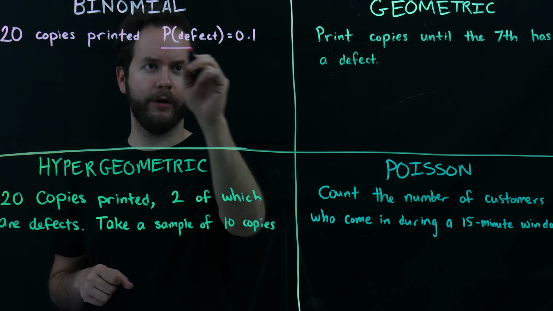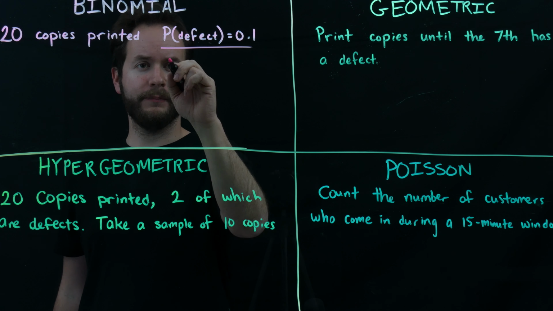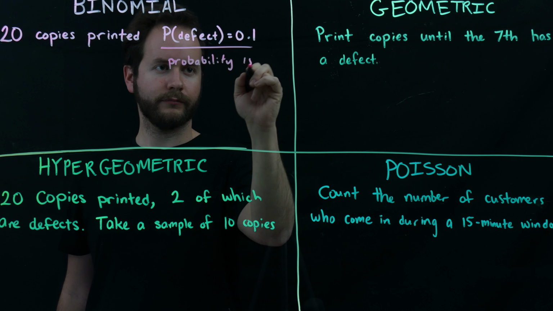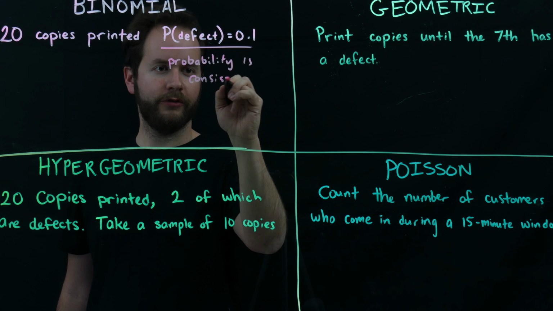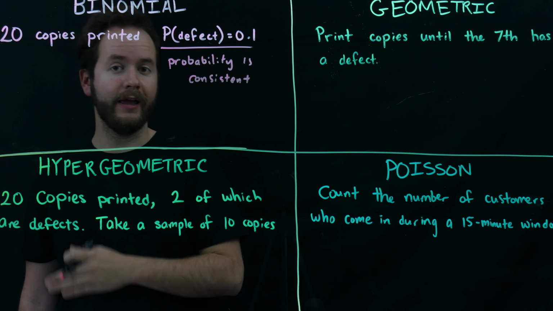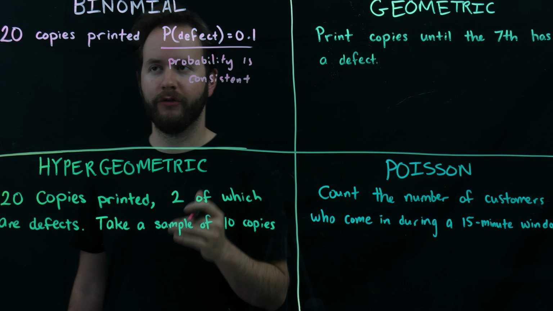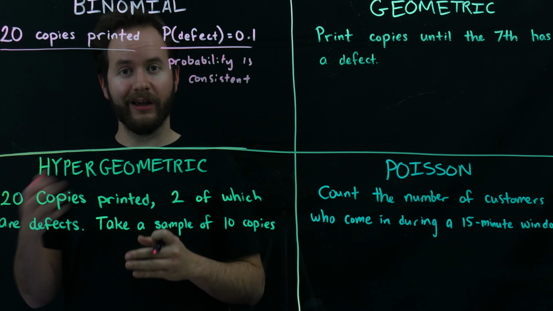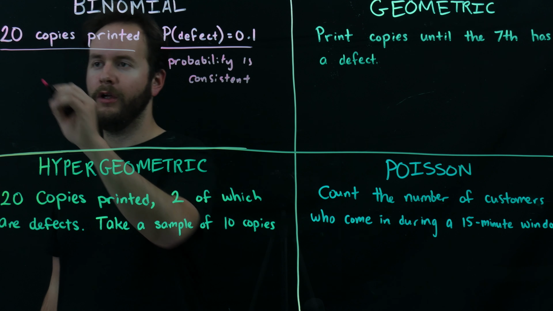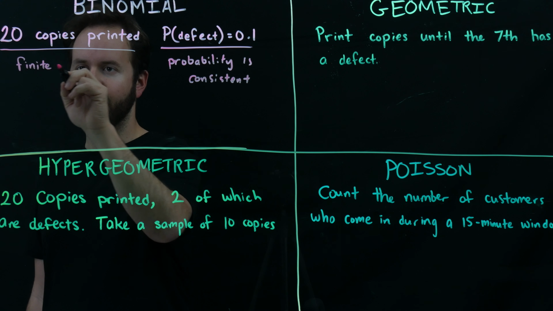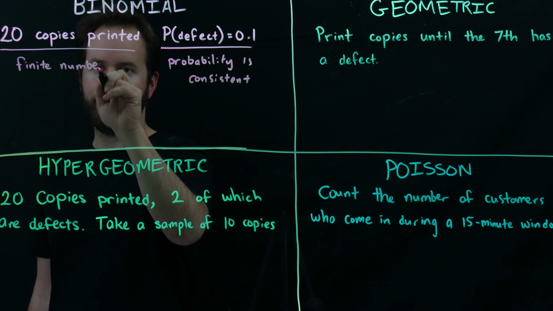First thing, one of the hallmarks of the binomial distribution is that this probability is consistent. This does not change from term to term. As I go from one trial to the next, this probability won't change. What do I mean by trial? These are the trials: I'm going to print 20 copies and I'm going to inspect each one for a defect. So here, the other hallmark of the binomial distribution is the finite number of trials.